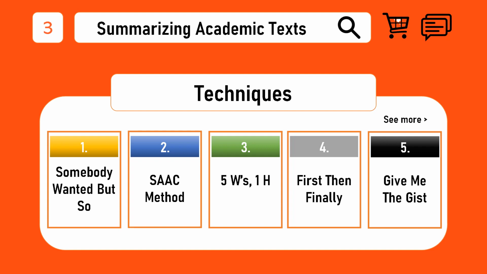Here are the 5 techniques in summarizing academic texts, which are presented in keywords. First, somebody wanted but so. Second, SAAC method. Third, 5 W's, 1 H. Fourth, first, then finally. Lastly, give me the gist. Before we study them one by one, let us see first the basic rules in summarizing academic texts.